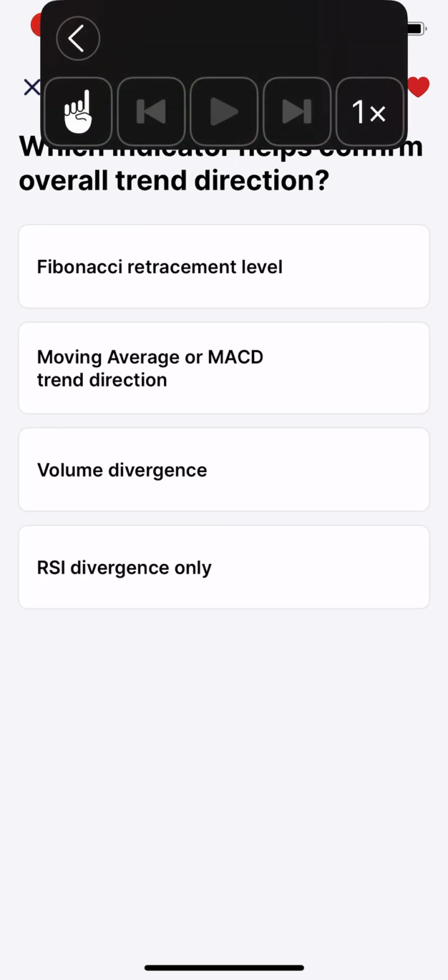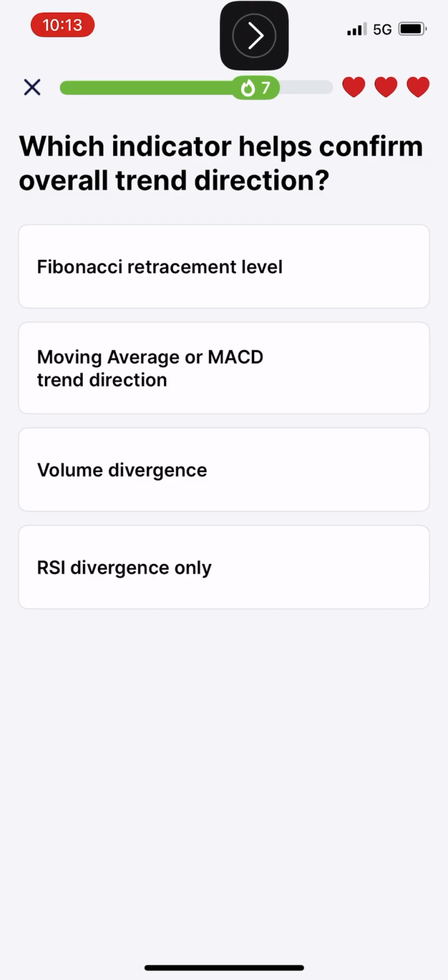Seven. Which indicator helps confirm overall trend direction? Fibonacci retracement level, moving average or MACD trend direction, volume divergence, RSI divergence only.